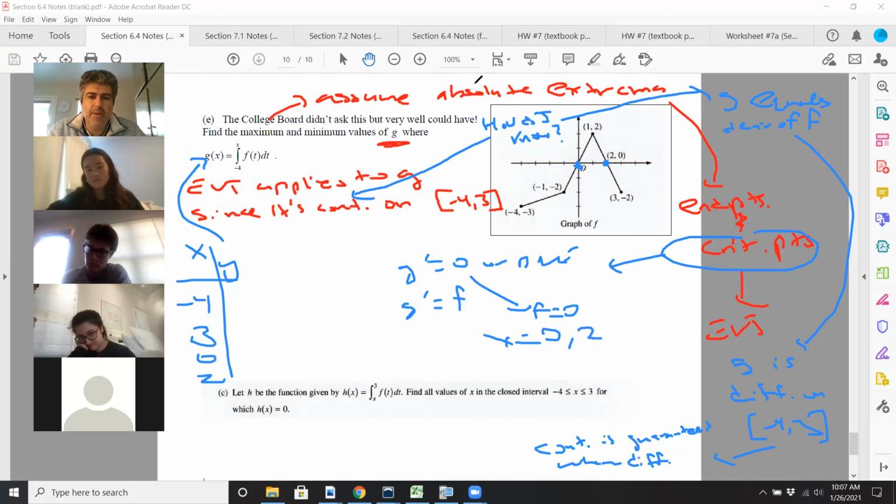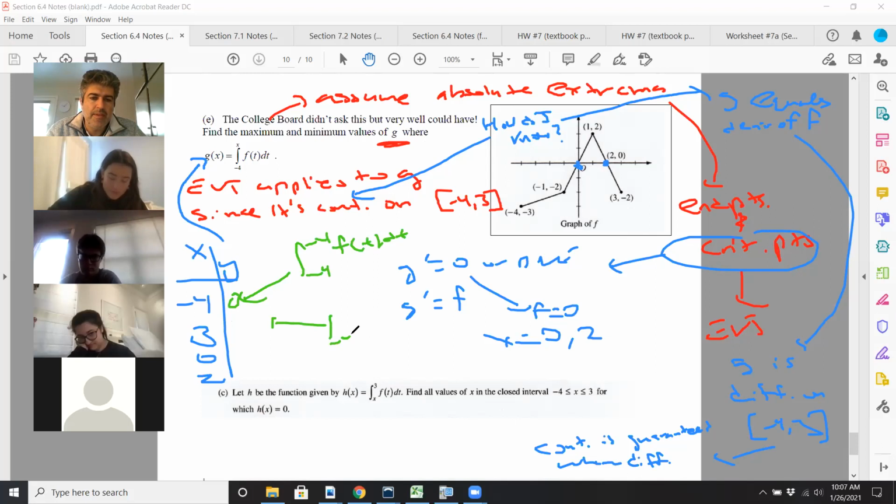So in this case, let me just do green. To do this one, you have to integrate from -4 to -4 of f of t dt. Well, that's a 0 when the limits are the same. Now let me integrate from -4 to 3. That's going to take a while. I'll come back to that one. Let's integrate from -4 to 0, and let's integrate from -4 to 2.